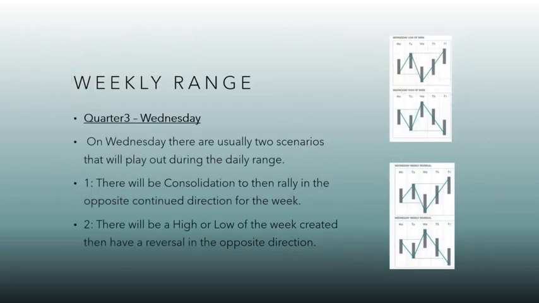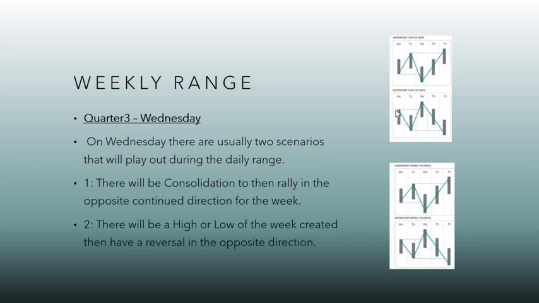Quarter 3, Wednesday. On Wednesday, there are usually two scenarios that will play out during the daily range. One, there will be a consolidation to then rally in the continued direction for the week, or two, there will be a high or low of the week created, then a reversal in the opposite direction. Okay, so if we take a look at these models, we see Wednesday low of the week here and Wednesday high of the week here.